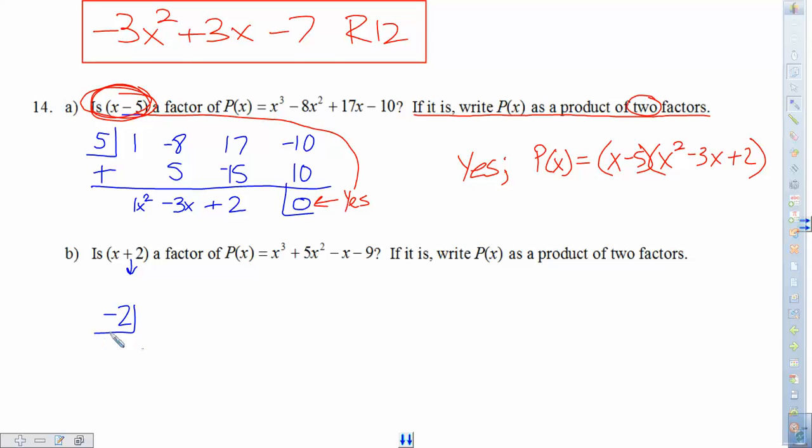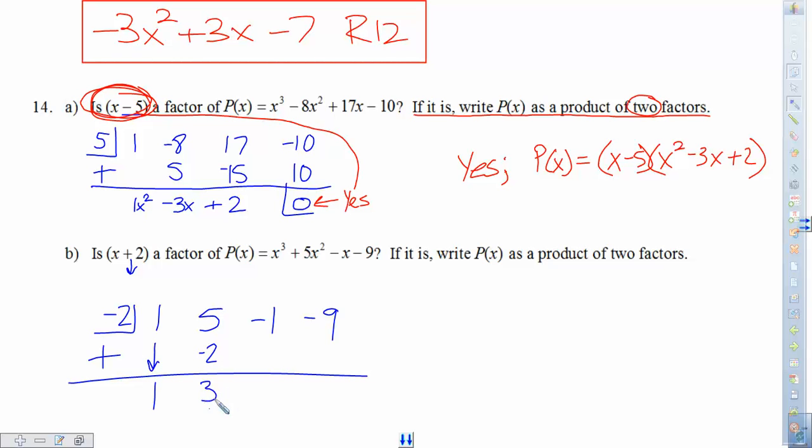Opposite, so negative 2, a 1, a 5, a negative 1, and a negative 9. This would be a factor if we got a remainder of 0, right? So bring down that 1 because there's nothing to add it to. That'd be negative 2. That would add up to a 3. That'd be a negative 6. That would be a negative 7. And then we'd have a positive 14.